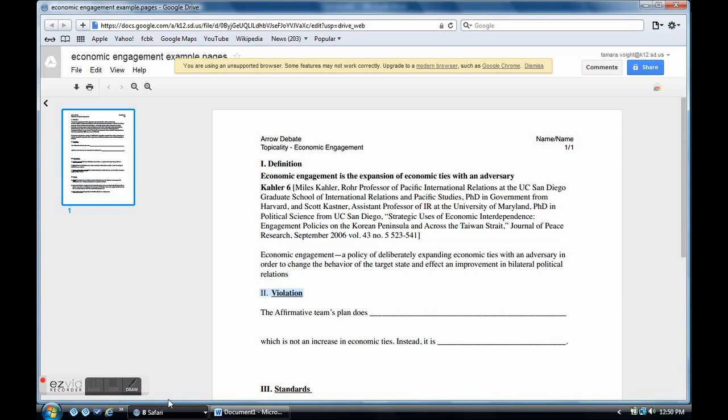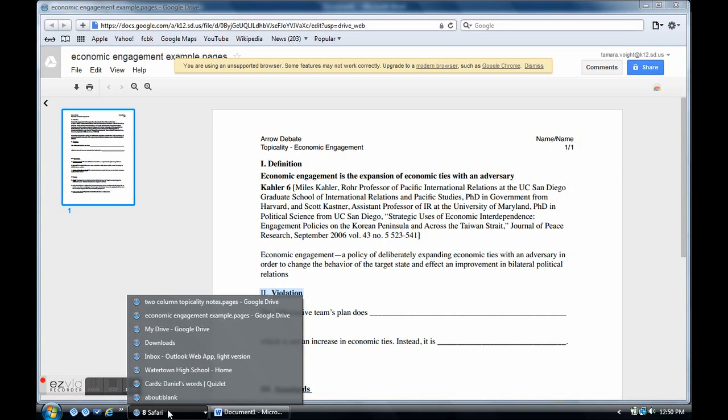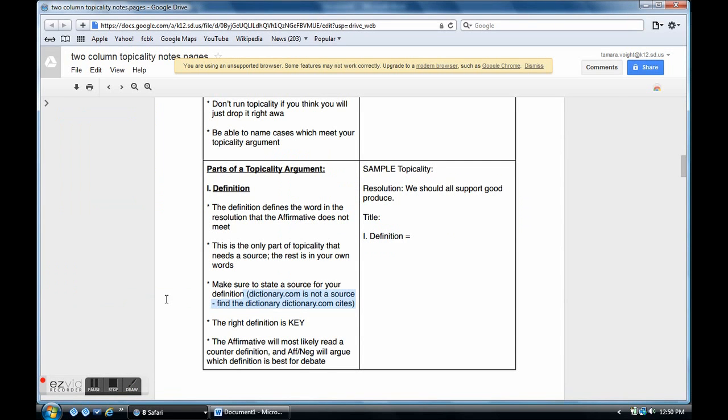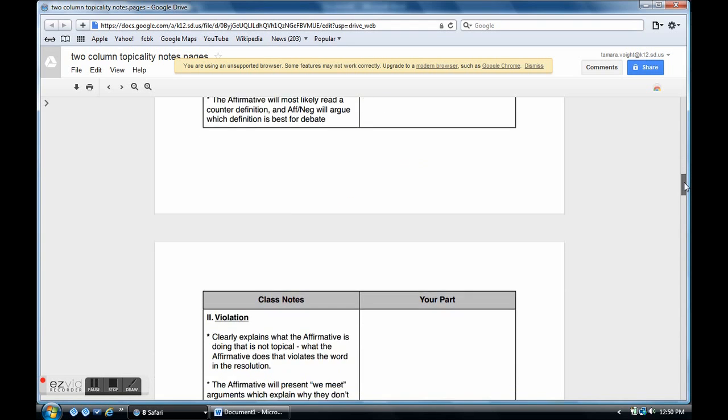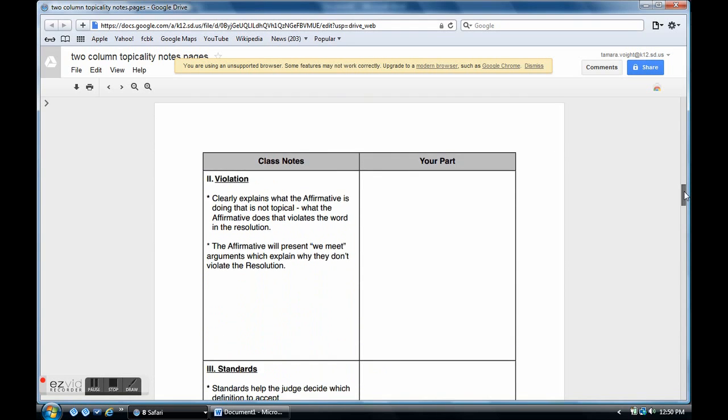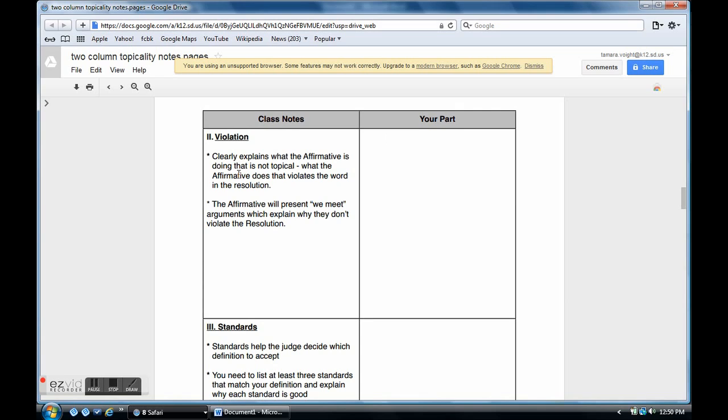After you go through the definition, you'll have to have the second part of a topicality, which is violation. So go back to your 2-column notes. The violation explains how the affirmative violates the definition, how they don't meet the definition of the word from the resolution. So the violation is very important. You need to be able to clearly explain how the affirmative doesn't meet the definition.